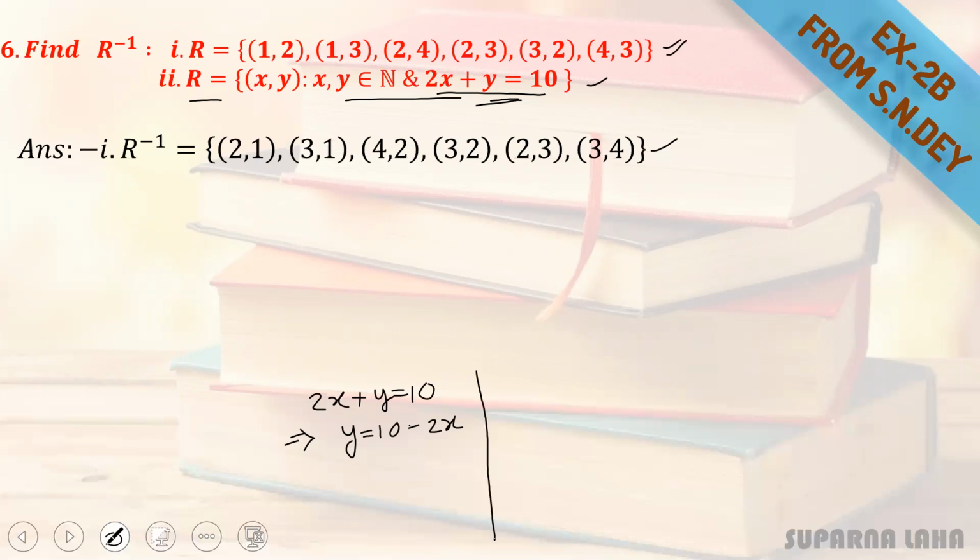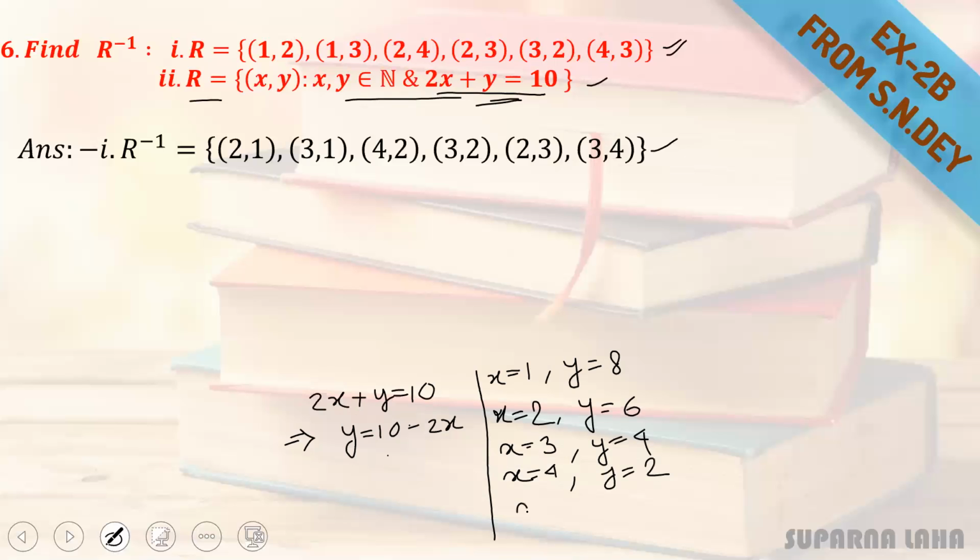Now let us take the cases. That is, x is equal to 1. So y is 10 minus 2, that is 8. X is equal to 2. So y is 2 times 2 is 4, 10 minus 4 is 6. X is 3. Y is 3 times 2 is 6, that means 10 minus 6 is 4. X is 4. That is 4 times 2 is 8, 10 minus 8 is 2. X is 5. Y is what? 5 times 2 is 10, 10 minus 10 is 0. And 0 is not a natural number.